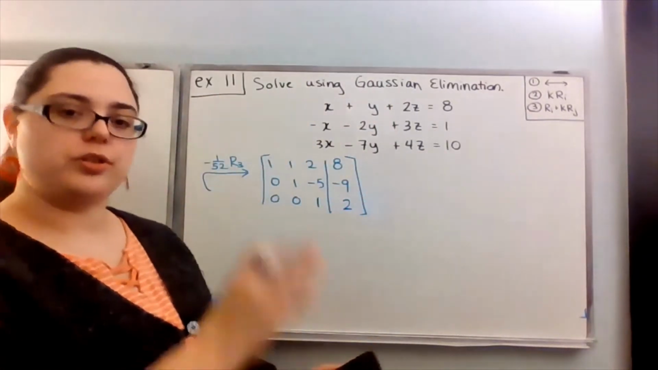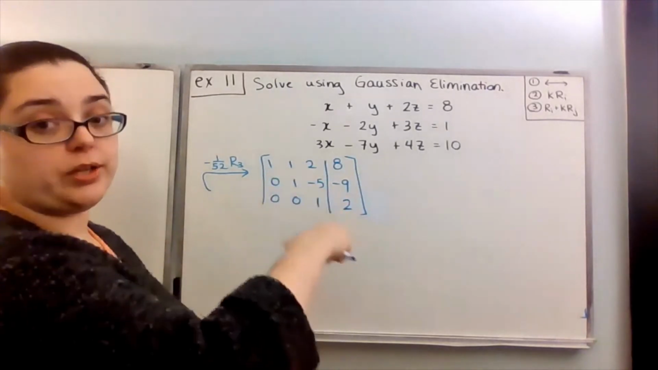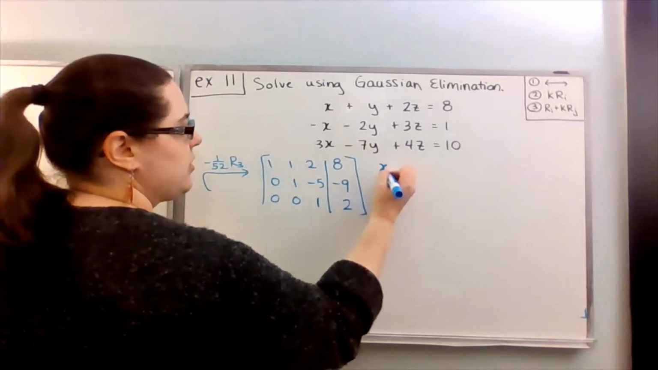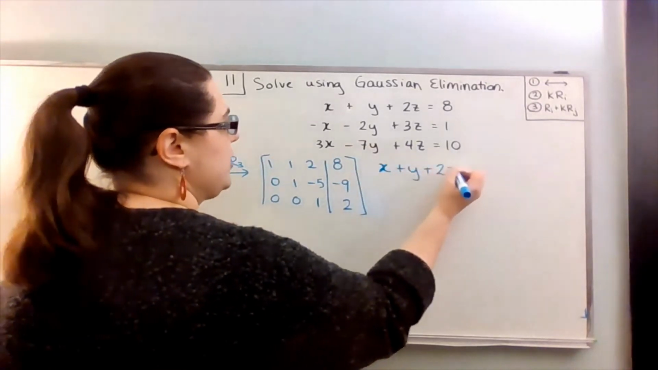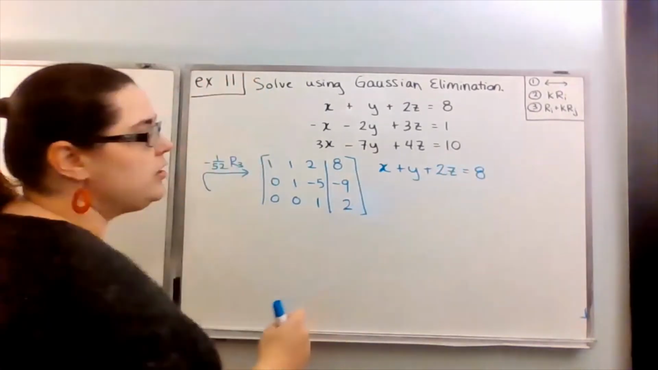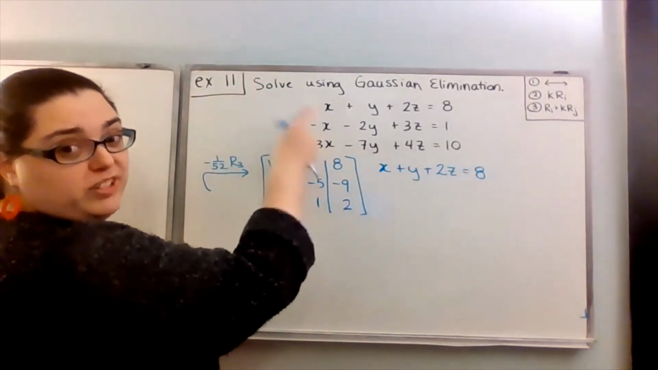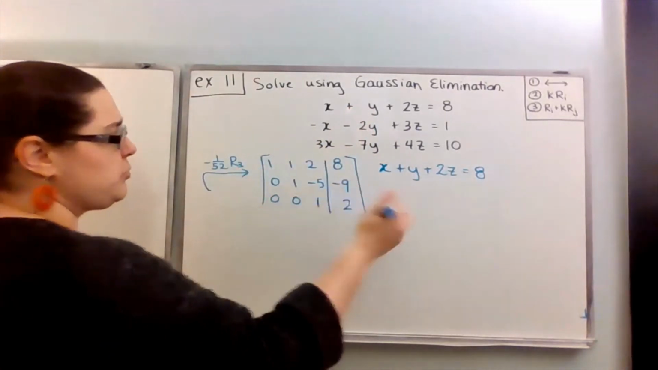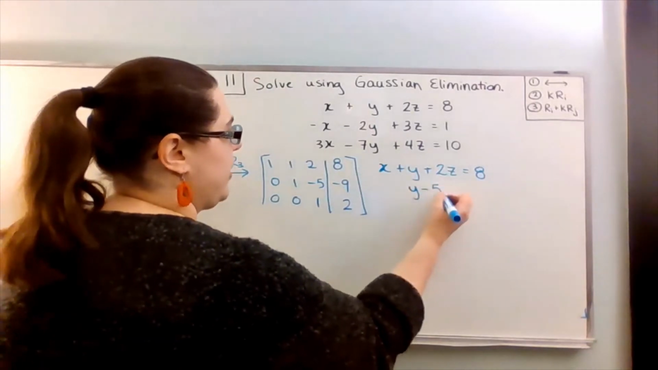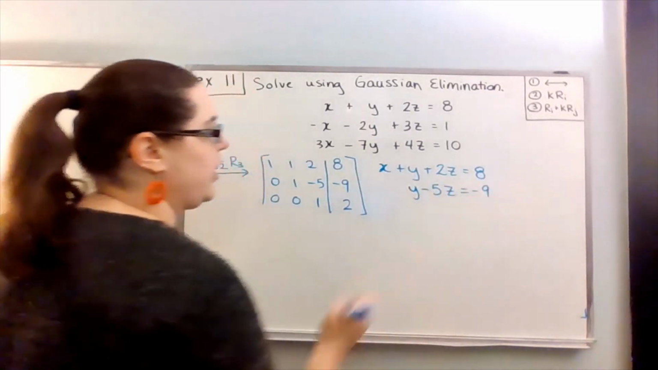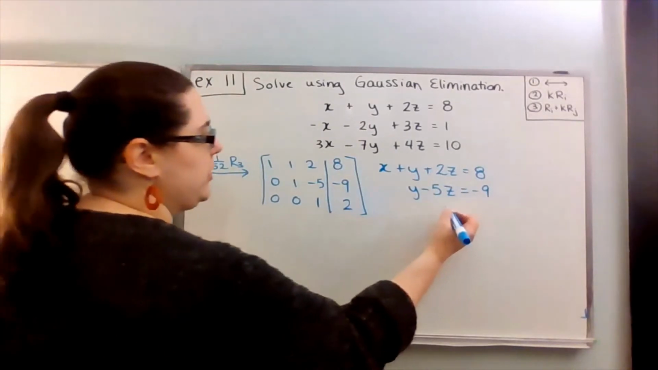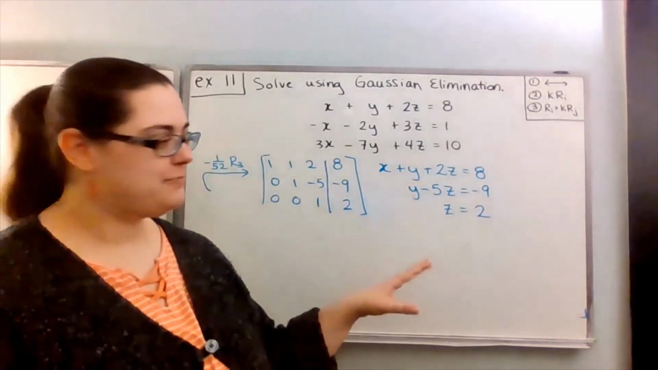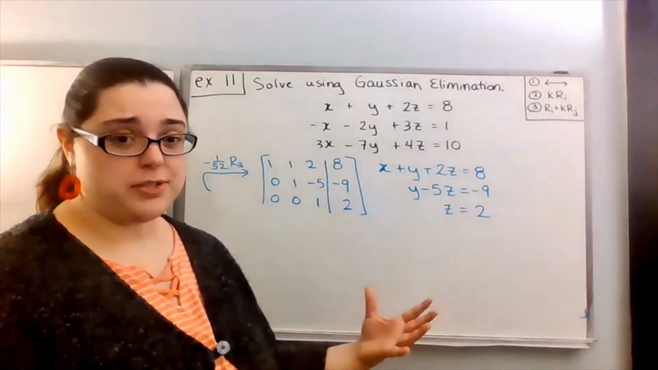As before, I'm going to use these rows to rewrite now 3 new equations. So this first row represents the equation x plus y plus 2z equals 8, which you'll notice is identical to what we started with. We didn't even touch row 1 in this whole process, and that's okay. The next one is going to be y minus 5z equals negative 9. And then this last one is that z equals 2. With our equations written, we can solve by using back substitution.